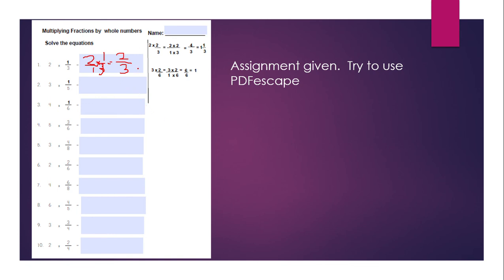Let's do the first one. That's 2 multiplied by 1/3. So remember, as I said, 2 upon 1 multiplied by 1 upon 3. And when you multiply the numerator by the numerator and the denominator by the denominator, you get 2/3. Are you going to do anything with this? No, because it's a proper fraction, so you leave it that way.